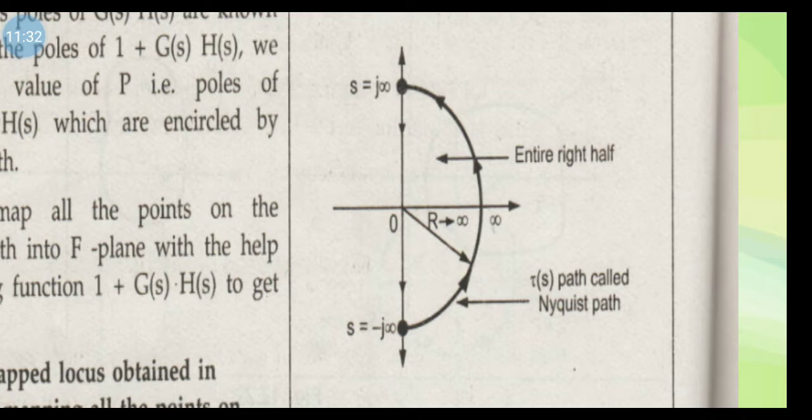So it will start from s equal to j infinity and continue till s equal to minus j infinity along the imaginary axis, and it should be completed with a semicircle of radius infinity. This is a semicircle of radius infinity encircling the entire right half of the s plane, which has been shown here. So this path is called the Nyquist path, and it should not be changed except for small modifications when we want to analyze the stability of a system.